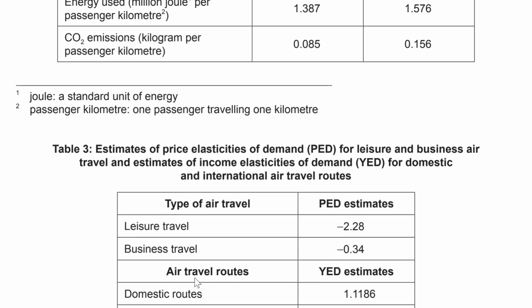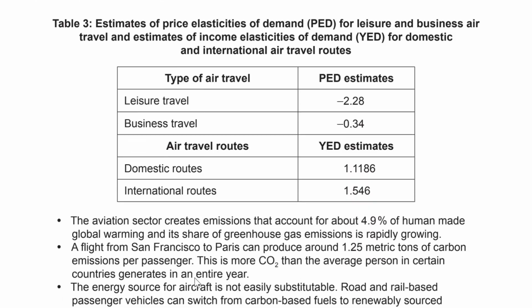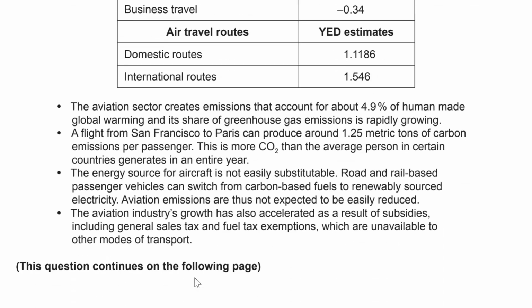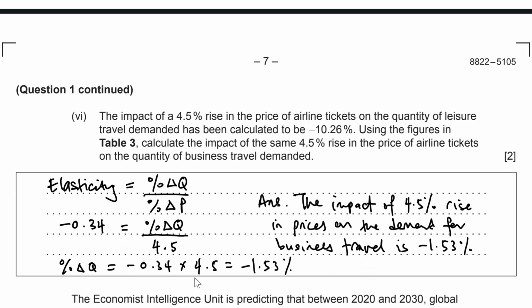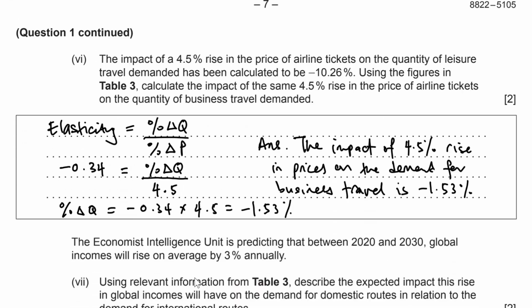We've got a table on price elasticity of demand and income elasticity of demand for leisure and business travel. I'm guessing we're going to have to come back to this table in a moment. So let's keep going, because I just want to figure out what we have to do. Okay, so this is where the question begins. Question 1, part 5 is asking us to do what? I'm just going to highlight this question first.